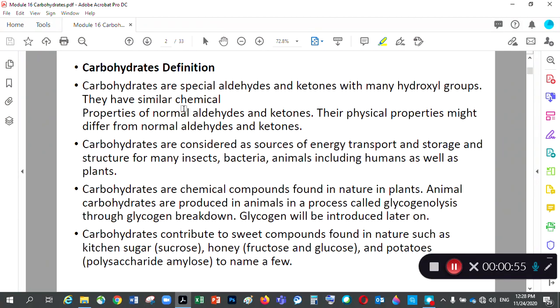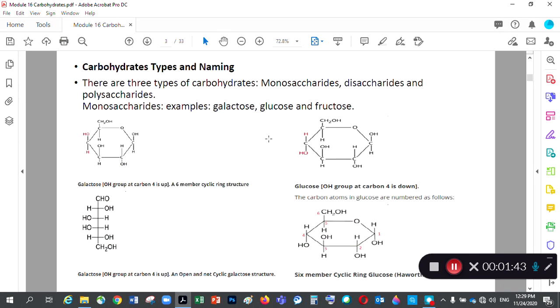So, carbohydrates definition. Carbohydrates are really nothing mysterious. They are really aldehydes and ketones, but they are very unique aldehydes and ketones. Why? Because they have many hydroxyl groups, and they do have similar chemical properties and reactions. However, the physical properties might differ a little bit, according to their densities and their solubilities.